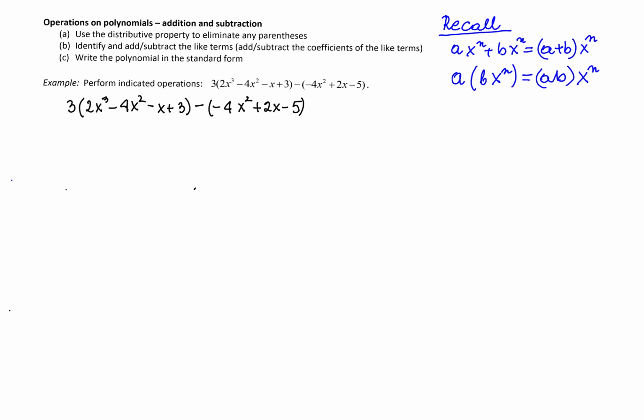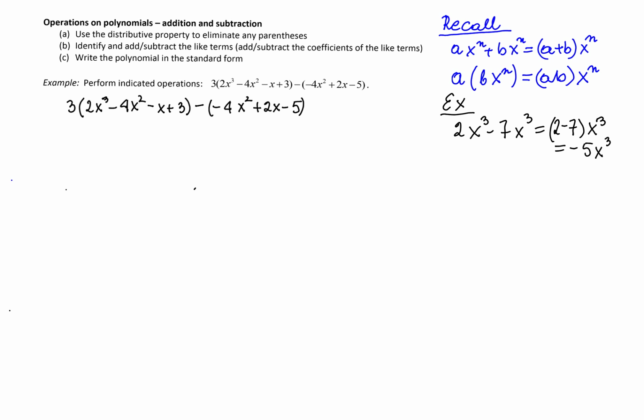So for example, if I have to subtract 2x to the third minus 7x to the third, two like terms, then what I have to do is just subtract the coefficients, keep the variable to the same exponent, and the result is negative 5x to the third. Of course, this is done mentally.